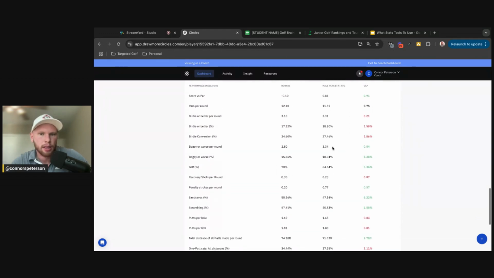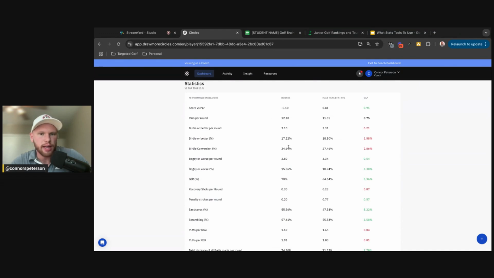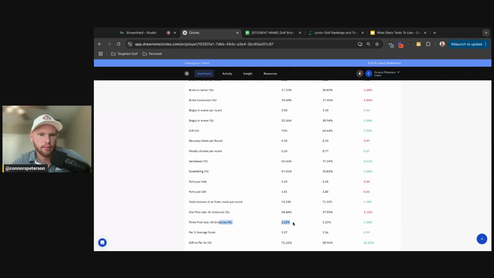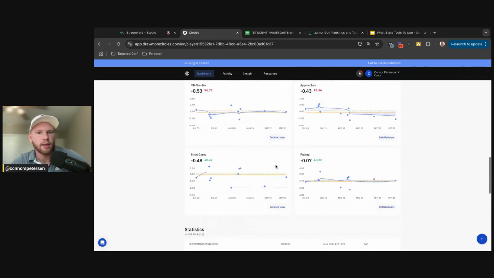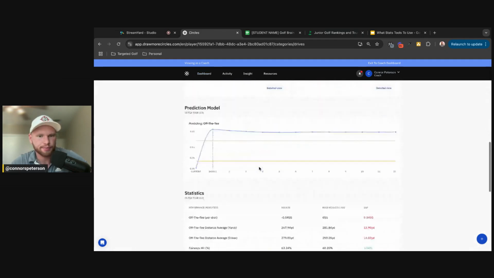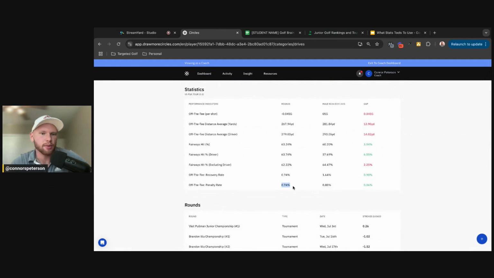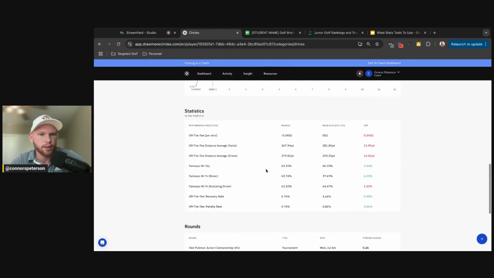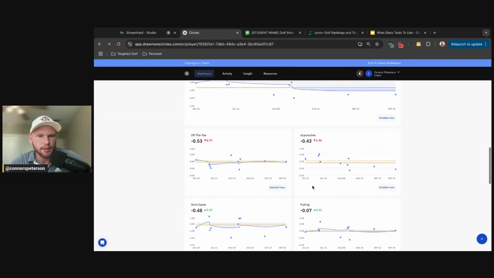But anyway, on this first page, you're going to get almost everything. So you've got birdie conversion rate, greens in regulation, scrambling, three-putts, and then we're going to have to dig into the detailed view on off the tee. And penalty rate will be right there. Okay, so that's the high-level statistics.